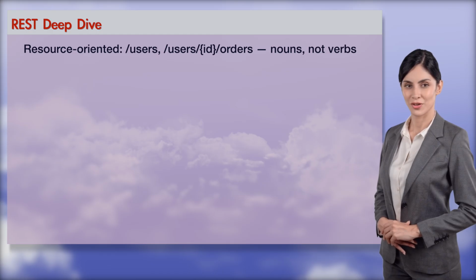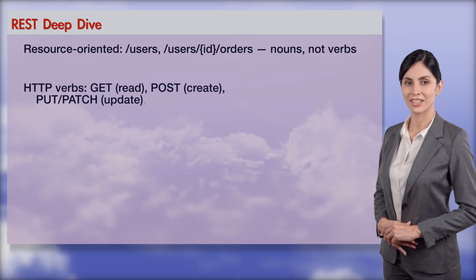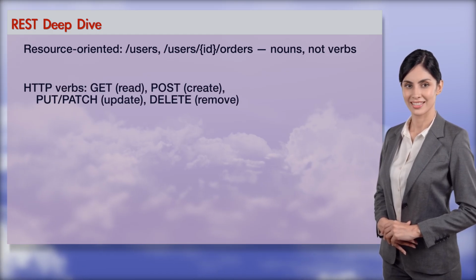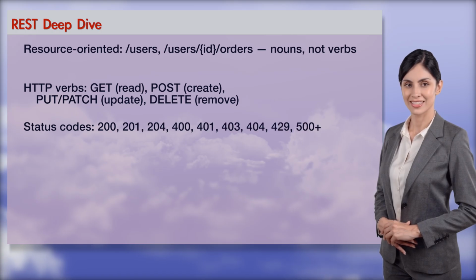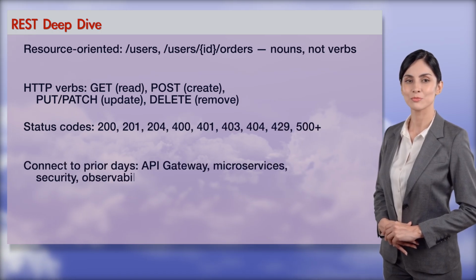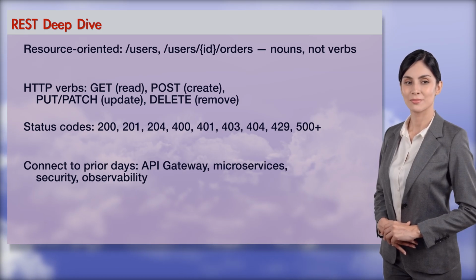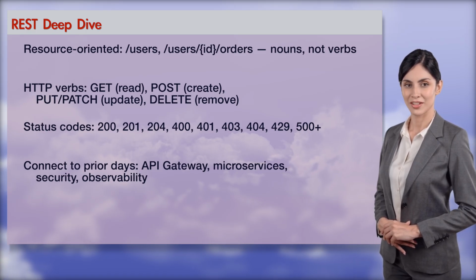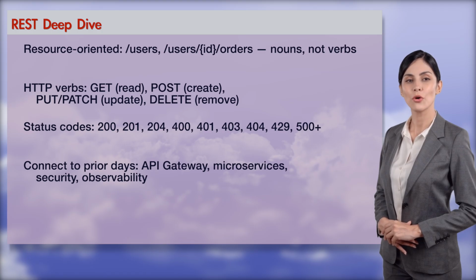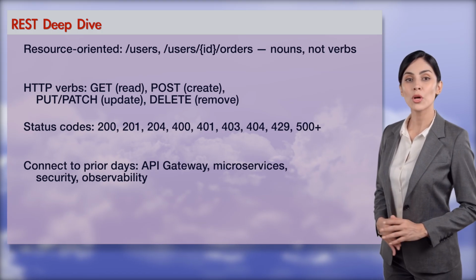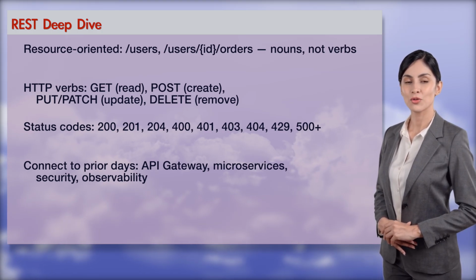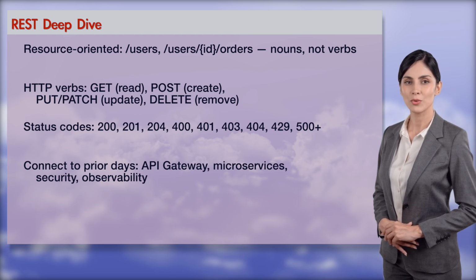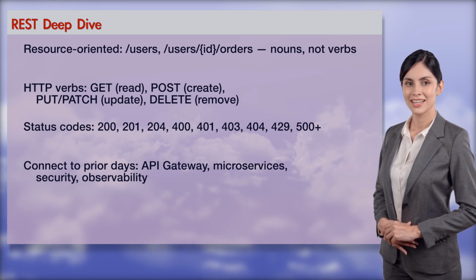REST is resource oriented. Everything is a noun like users, orders, or products, accessed via URIs. HTTP verbs clearly express intent: GET retrieves, POST creates, PUT/PATCH updates, and DELETE removes. Status codes are semantic and rich. 201 created with location header, 204 no content, and 400 bad request. 401 unauthorized, 403 forbidden, 404 not found, 429 too many requests, and 500 server error.